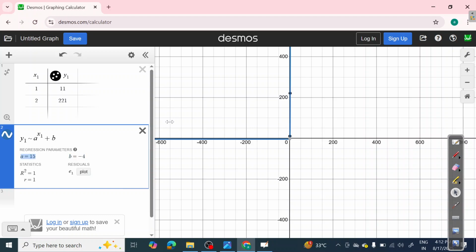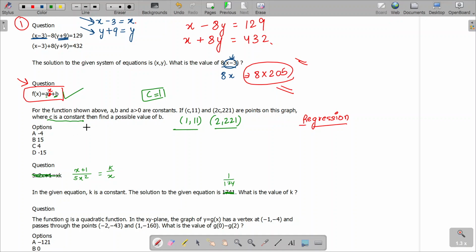B is negative 4 and A is 15. Let's see what they are asking. They are asking me to find out the possible value of b, which is negative 4. Right? Using regression, this is the only concept that you need to understand, and this is going to help you in linear equations, in solving quadratic equations, parabolas, and all the other problems that might take 5 to 10 minutes of yours in SAT, because SAT is all about saving time and doing your questions smartly.